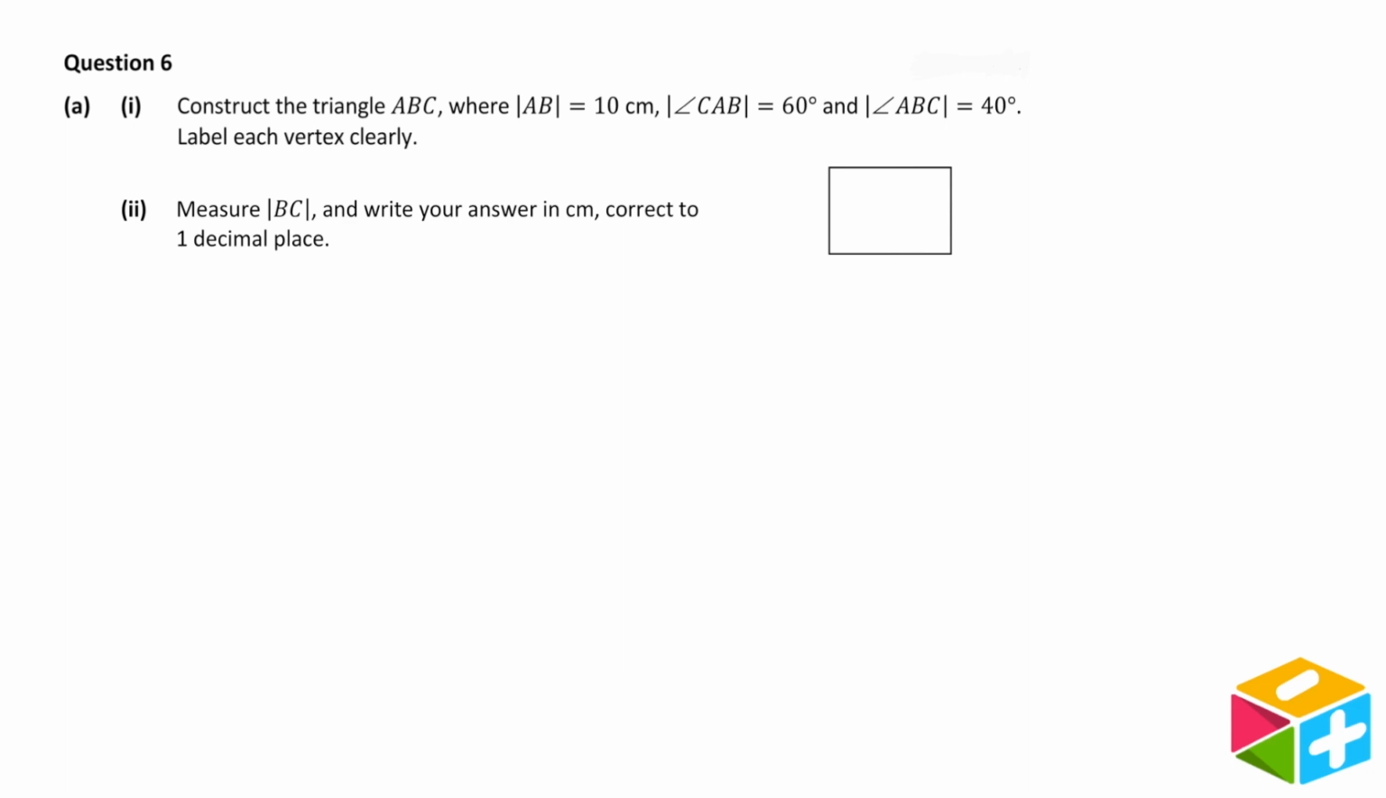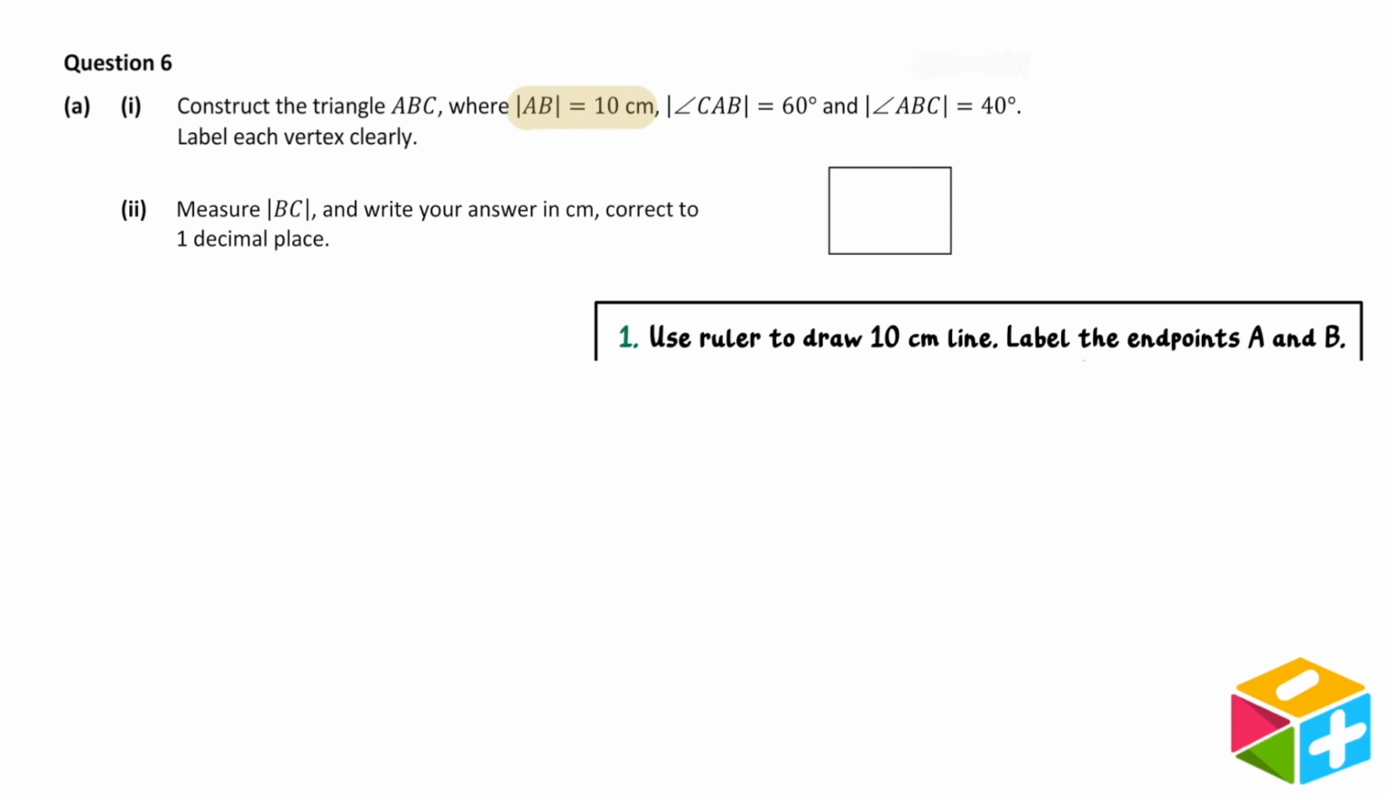We can break up this construction into a number of steps. The length of the line AB is equal to 10 centimetres. This will be a good starting point. We can use our ruler to draw a 10 centimetre line. Then we can label the endpoints with A and B.